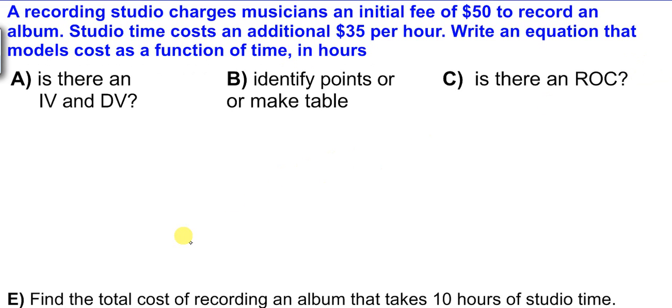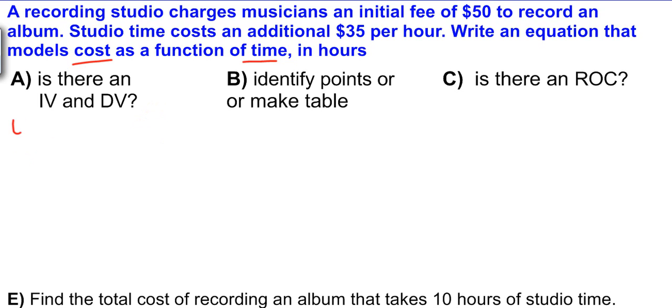The first thing we always want to do is look for our IV and our DV. From science, you've referred to that as your independent and dependent. We're looking for the things that can change. The things that are changing in this problem are usually right here in the last sentence. Not always, but can be. Write an equation that models what? Cost as a function of time.